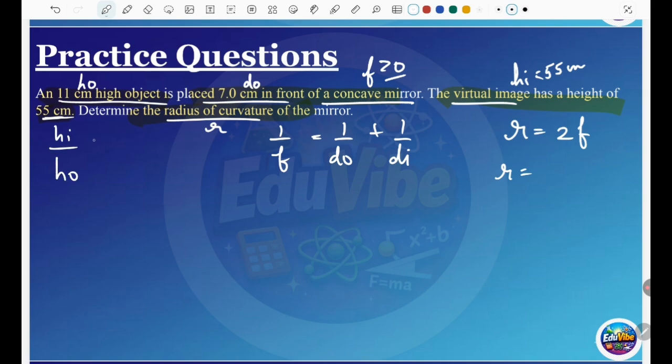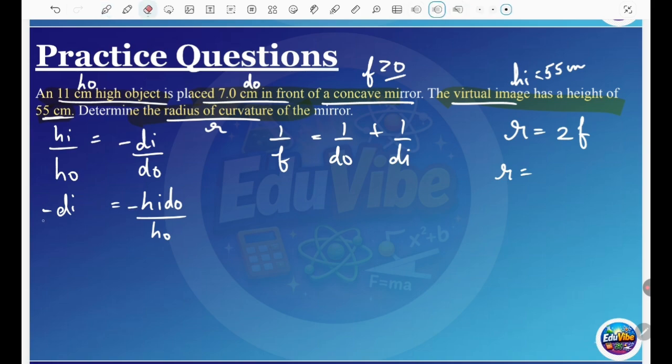So HI upon HO is equal to minus DI upon DO. This is the formula, and this is also equal to magnification, but we don't care about magnification for now. We just care about the DI. You do the cross multiplication and you get minus DI HO is equal to HI DO. That minus DI stays over there and you get HO over there. But then minus should also go over there because DI we want, which is equal to minus HI DO upon HO.